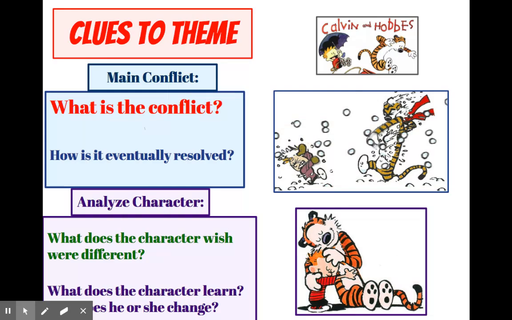Finding the theme can be done in a couple of ways. So you're getting some clues to the theme through your main conflict and through your main characters. Your main conflict is your problem, or what is the main interaction that needs to be solved. And your characters, you might look at what your character wishes were different, what the character learns, or what he or she does to change.